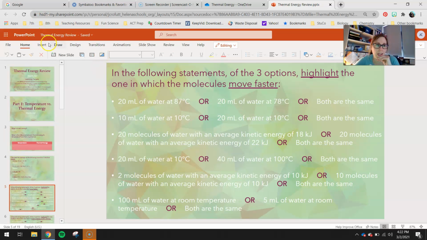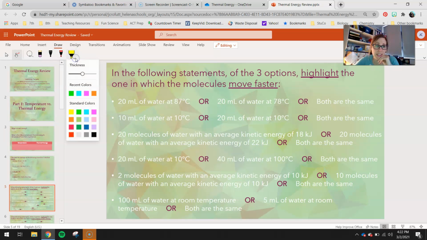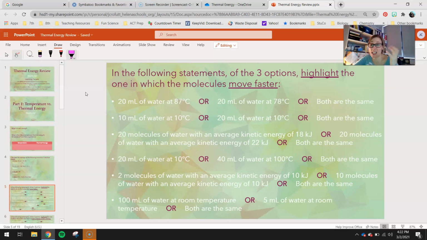Okay, on your next 3 slides, you guys are given 3 scenarios, and what you guys are going to be doing is using your draw tool to highlight which scenario fits. So first and foremost, I want you guys to pick a highlighter that I can see. I prefer like a dark pink or a dark orange.